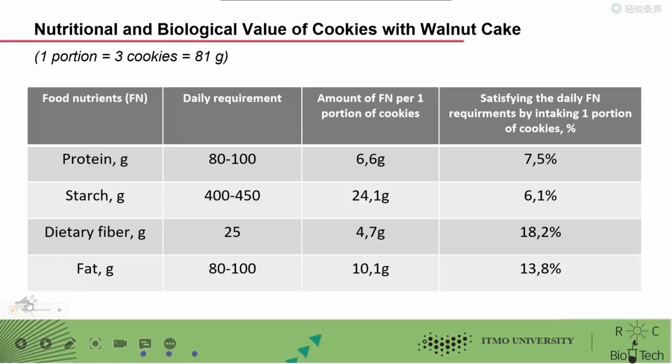On the basis of the chemical composition of the cookie ingredients, we calculated the nutritional and biological value of the cookies. As you can see, one portion of cookies can satisfy the daily nutrient requirement for dietary fibers by 18%.